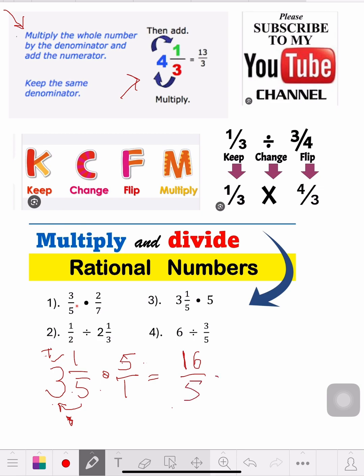Now it's times 5/1. Now to do this, we got two choices. You ready? If you just multiply the 16 times the 5, then divide it by the 5, you come out with the same answer if you just crossed off these two 5s. You can cross them right off. They cross out each other, and the answer is 16.